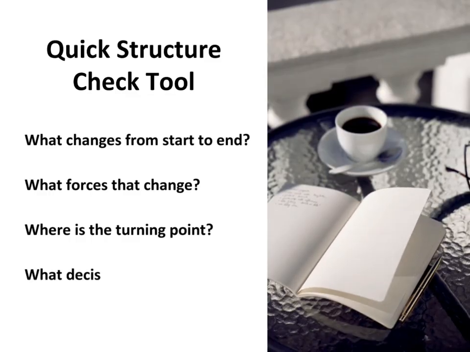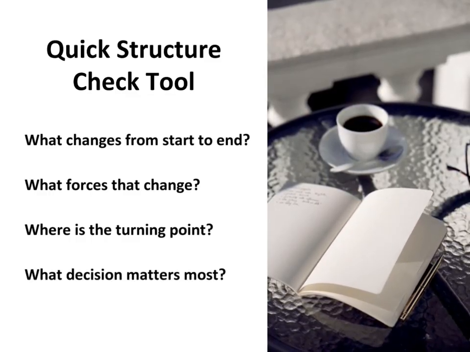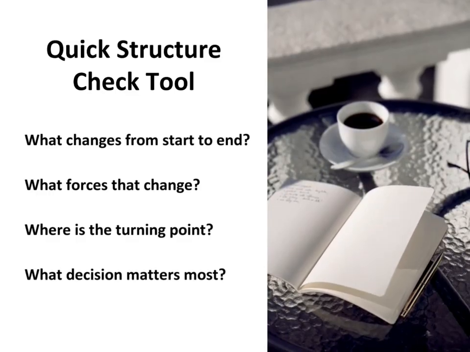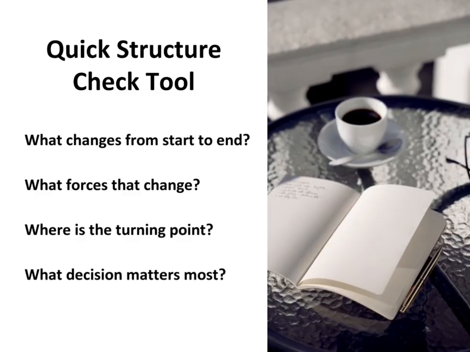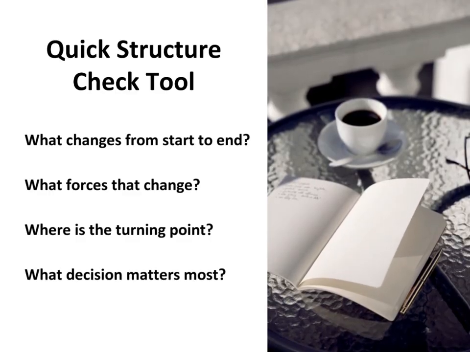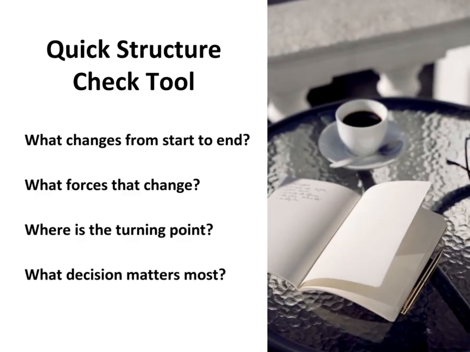Question 4. What decision matters most? Which choice carries the greatest consequence? Strong stories often hinge on a meaningful decision, not just an event that happens, but an action the character chooses. Choice creates emotional weight and ownership.